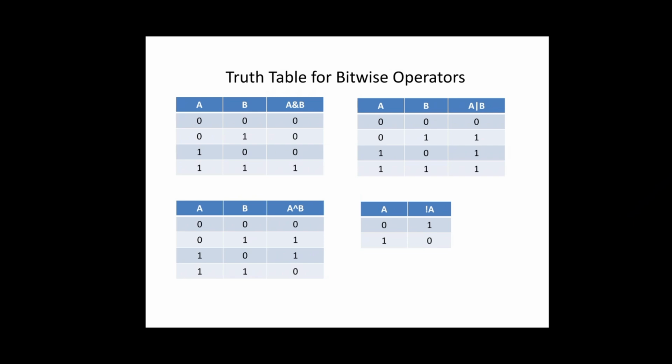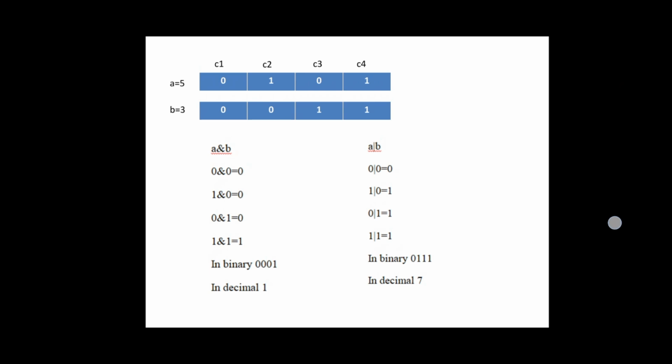Now here, for recap, we have given the truth table for bitwise operators. We specifically give examples, that is, the truth table of A bitwise AND B, A bitwise OR B, A bitwise XOR B, and NOT A. Here, take one example. A equal to 5, its binary number is 0101. B equal to 3, its binary value is 0011.